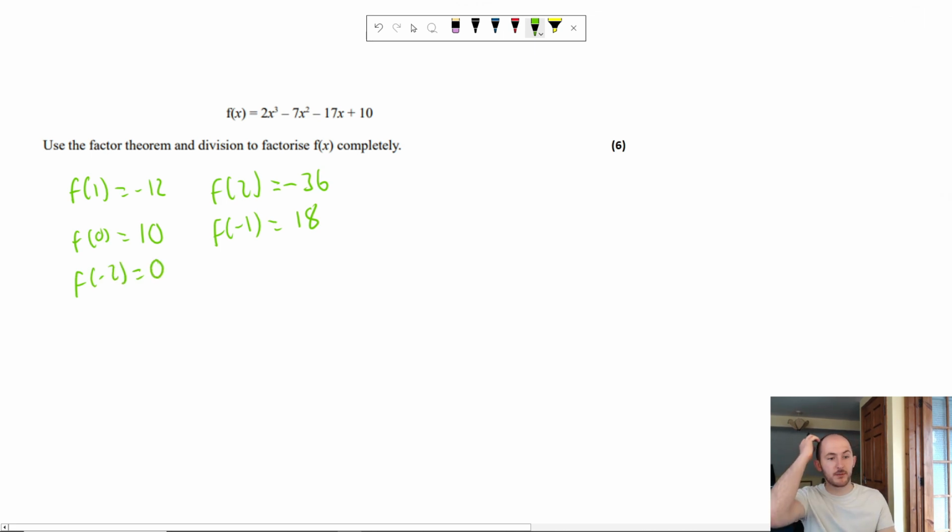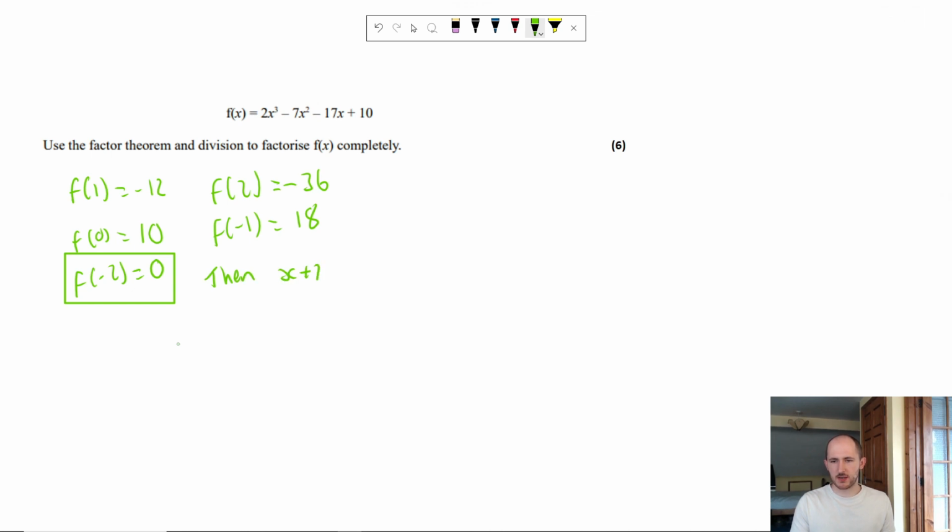So it's a bit of trial and improvement, just working out what's closer. Again, using the factor theorem, what does this actually mean? Well, because f of minus 2 is equal to 0, then x plus 2 is a factor of f of x, which means we can now do our algebraic division.